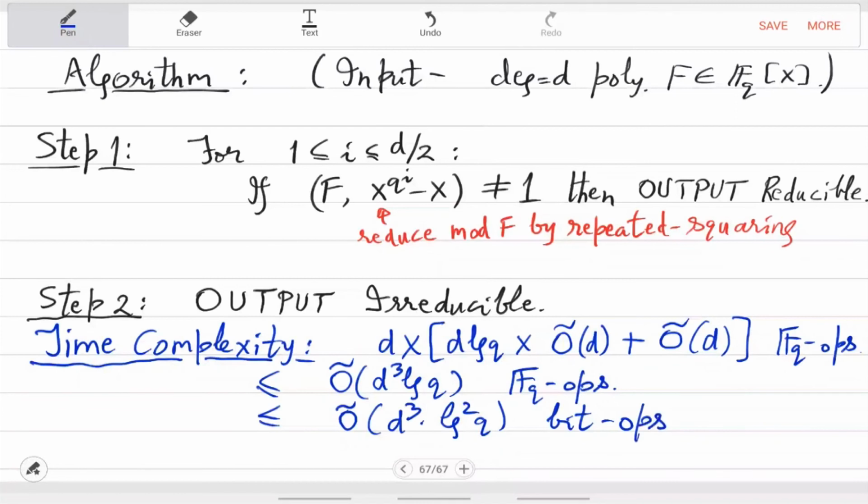Okay. In the input you were given a binary string, and in the output you will give a bit answer, 0 or 1, irreducible or reducible. And in the middle, the number of bit operations, which you can think of as the time, is d cube times log square q overall, with hidden log factors also. So this is O tilde, so there is also some multiplication by log d and log q, but that we can assume is very small. Okay, so it's a cubic time irreducibility test.